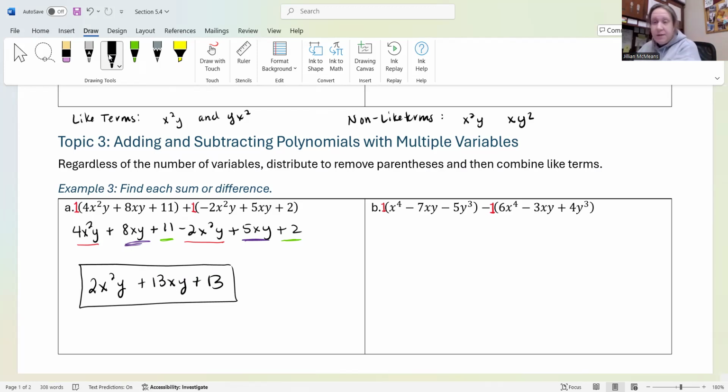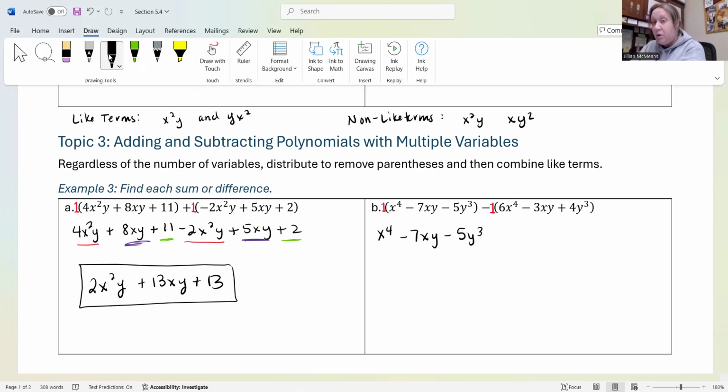Next up for part B, same exact process. We're going to eliminate our parentheses by distributing 1 and then negative 1. Distributing a 1 is easy. Distributing a negative 1, you just have to watch your signs. So for the first polynomial, I have 1 times x to the fourth, 1 times negative 7xy, 1 times negative 5y to the third. So I basically just rewrite my first polynomial.